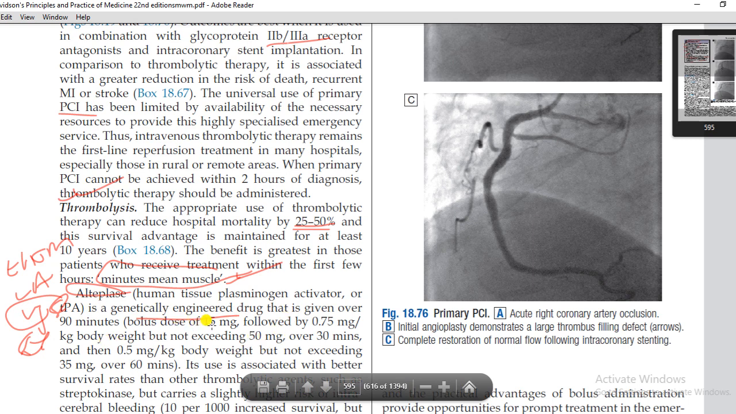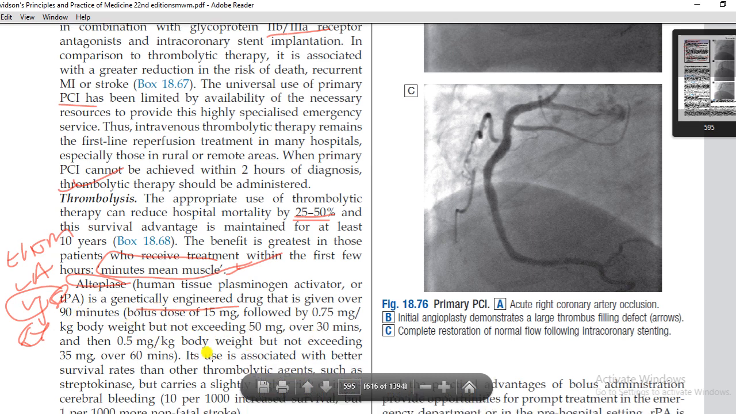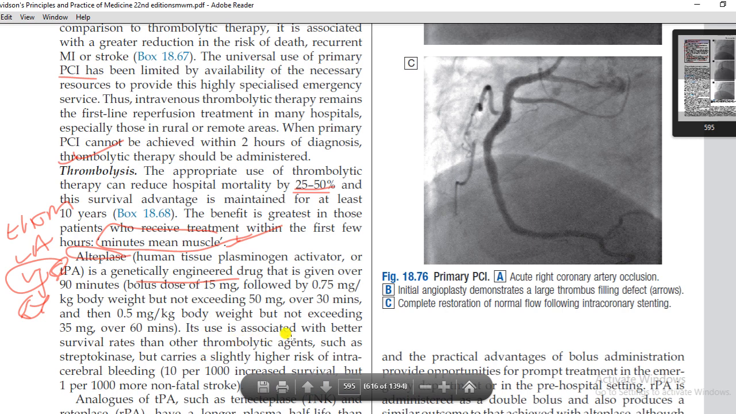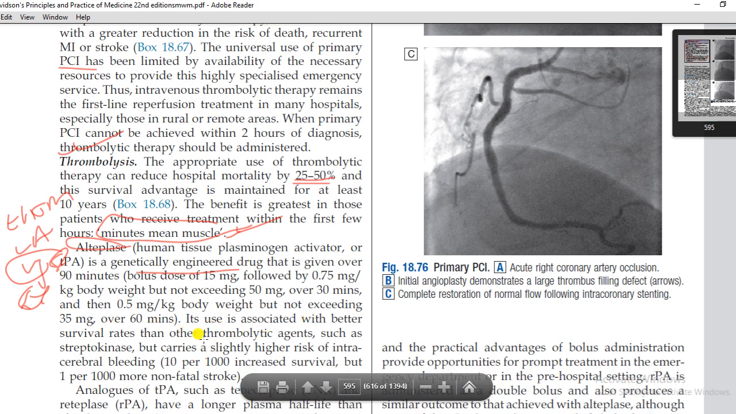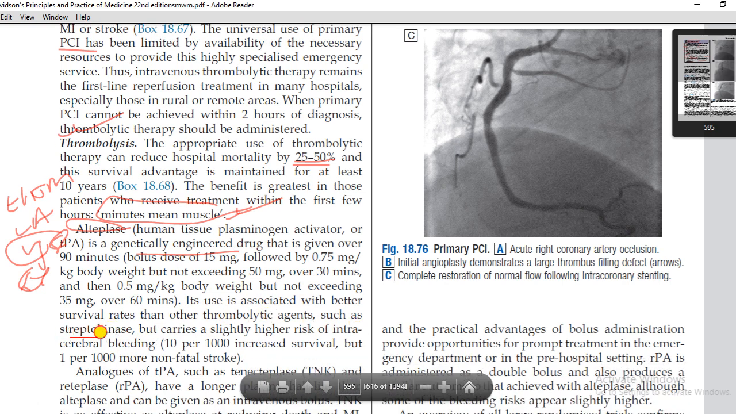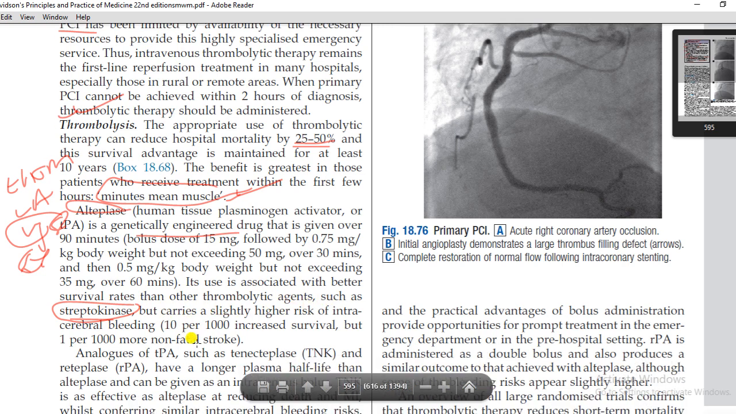A bolus dose of 15 milligrams followed by 0.75 milligram per kg of body weight over 30 minutes, not exceeding 50 milligrams. Its use is associated with better survival rates than other thrombolytic agents such as streptokinase. Streptokinase could be given, but alteplase can be given. If the teacher in the class asks, you should say streptokinase, but alteplase is given, but it carries a slightly higher risk of intracerebral bleeding.